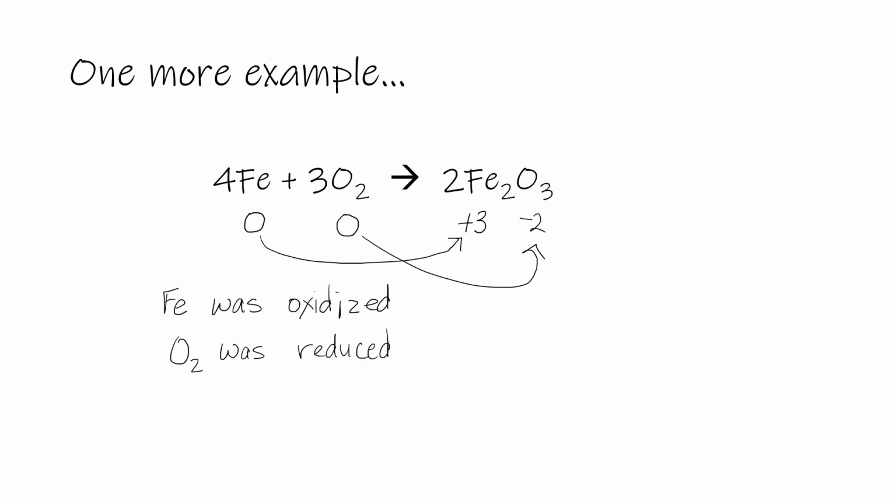So things to remember: make sure the first thing you do is to assign your oxidation numbers. Look at what happens from the reactant to the product and determine if it was oxidized or reduced from there. And remember that it's always the reactants that are being oxidized and reduced.